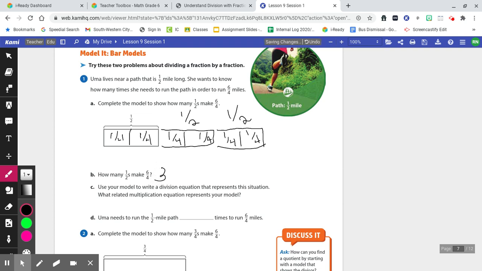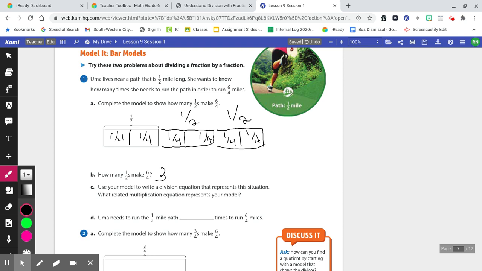Use your model to write a division equation. Remember, equation means I have an equal sign that represents this situation. What related multiplication equation represents your model? Stop the video and write down what the equation would be.